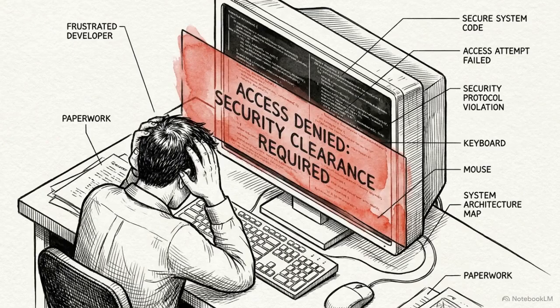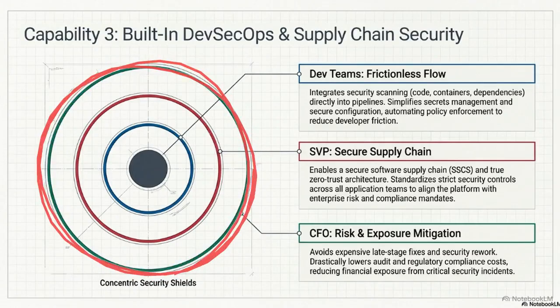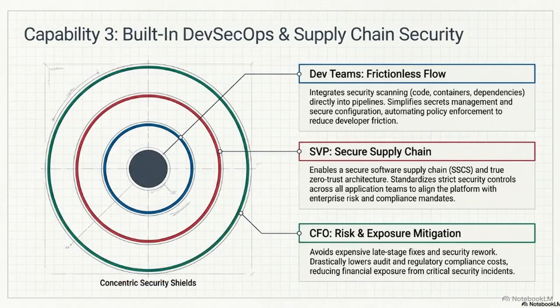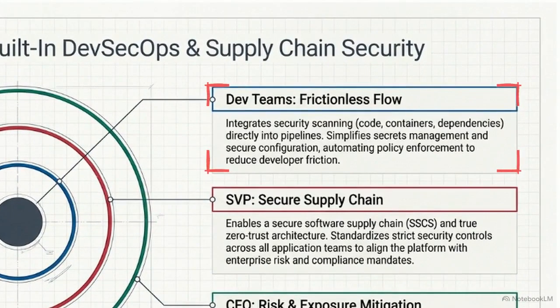The third layer focuses on the software supply chain. Enforcing security policies across hundreds of distributed teams usually grinds development to a halt. These concentric security shields detail a built-in DevSecOps approach with true zero-trust architecture. Integrating code scanning into the pipeline automates policy enforcement, stripping away developer friction.